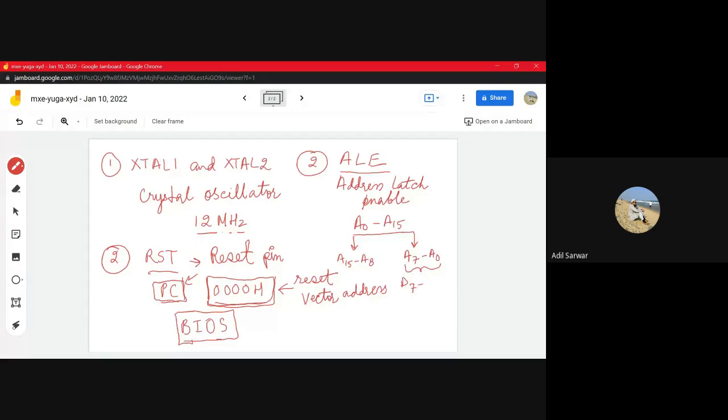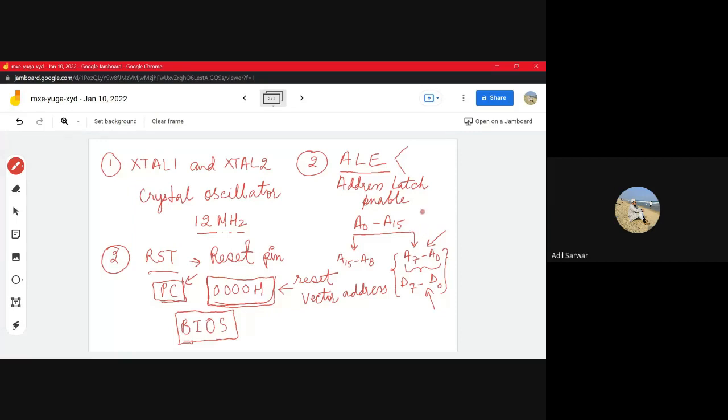These lower pins are multiplexed with the data pins D0 to D7. That means the pins could be carrying the address or they could be carrying the data. But as I told you, it can happen one at a time. So pins are multiplexed. They could be carrying address or data depending on the value of ALE, address latch enable.